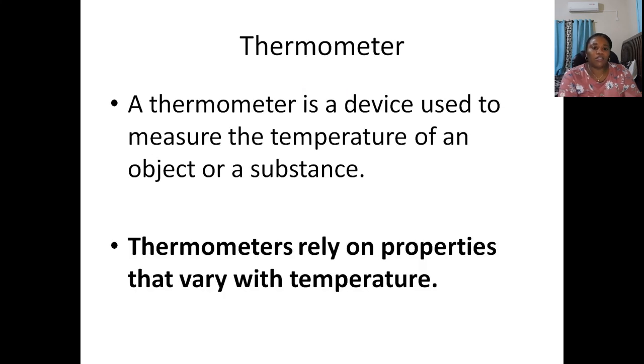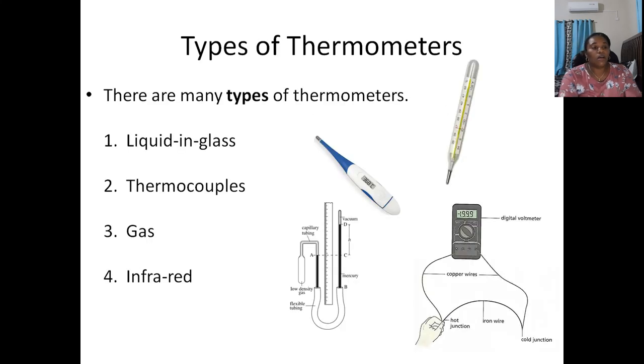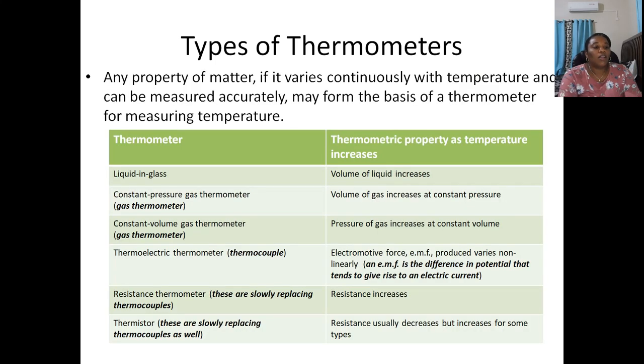A thermometer is a device used to measure the temperature of an object or a substance. Thermometers rely on properties that vary with temperature. There are many types of thermometers. You have liquid and glass, thermocouples, gas, and infrared thermometers. Any property of matter, if it varies continuously with temperature and can be measured accurately, may form the basis of a thermometer for measuring temperature.